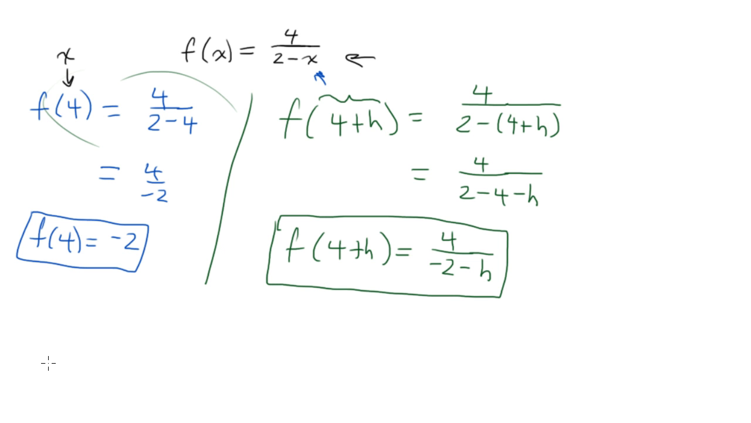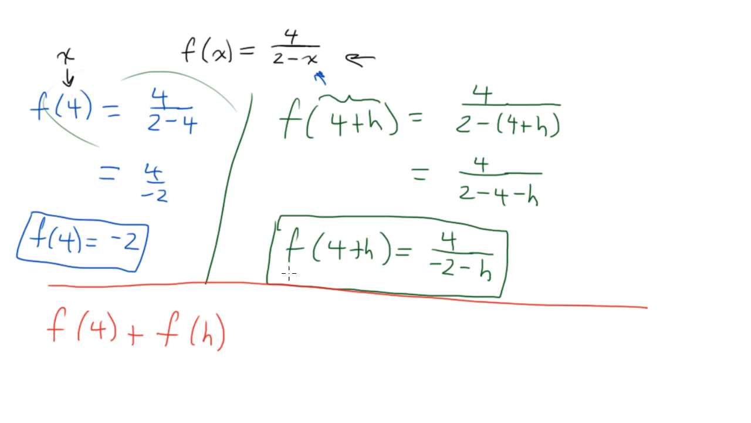We could do one step more, and that looks just a little different, where we have something like f of 4 plus f of h. So that is definitely different than this one, the f of 4 plus h. f of 4 plus f of h is quite a bit different. So what we have is two separate things to simplify. So 4 over 2 minus 4. That's this part. We've just plugged in the 4 for x.